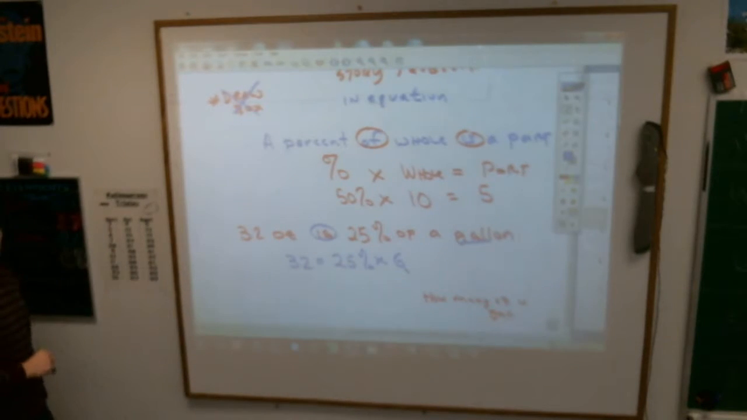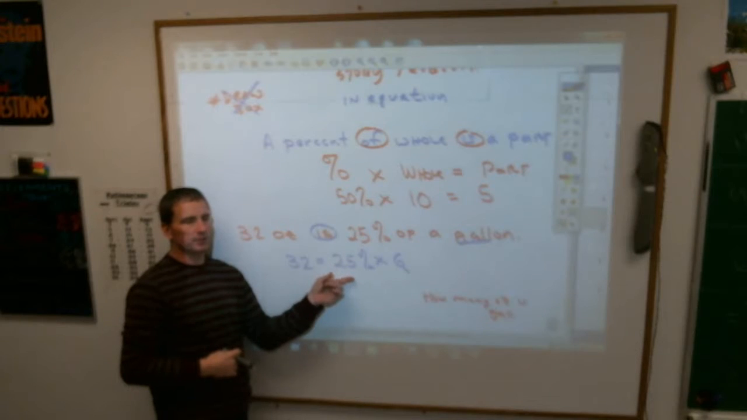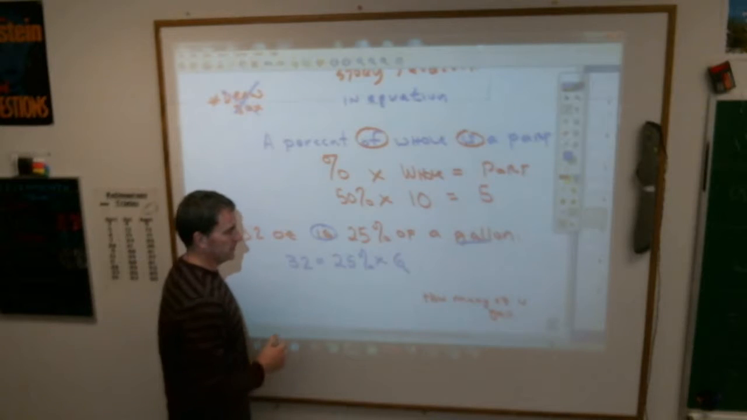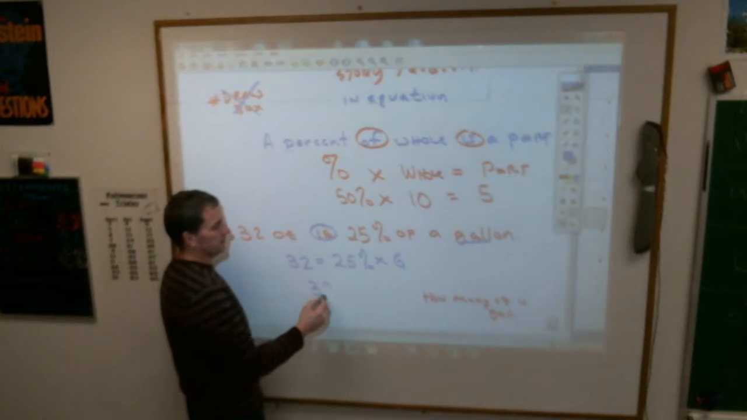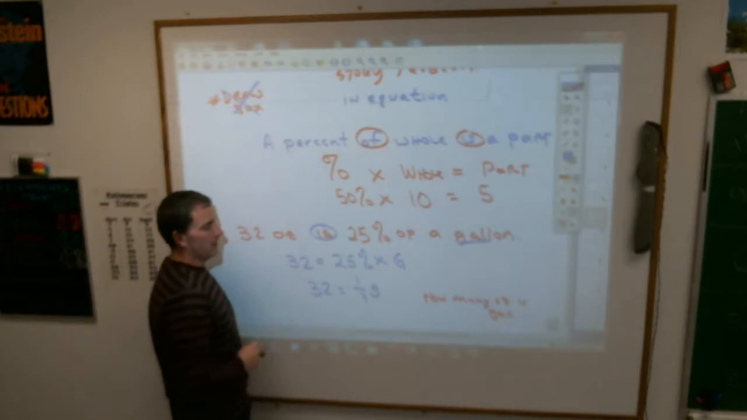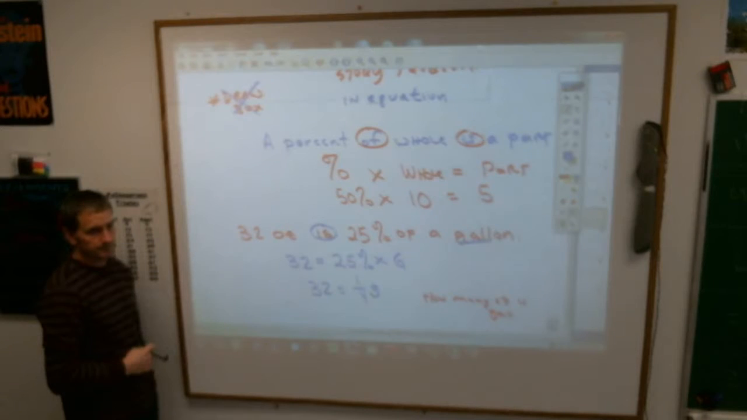How would I solve that equation? Does anybody know? First thing, we don't like percents when we do figuring. We either have to change them to a decimal or a fraction. And in this case, I probably would change it to a fraction just because 1/4 is not a hard fraction to do. What if I have this equation? If 32 equals 1/4 of a gallon, how would I solve that for the letter G?